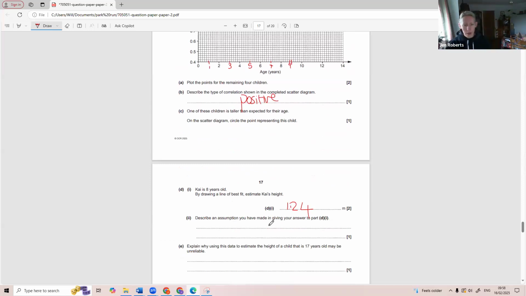Describe an assumption you made in giving your answer. Well, I'd say that all children follow this pattern. Let me just check the mark scheme. The child will fit the average pattern, will not be too tall or too short for their age. The child fits the average pattern.